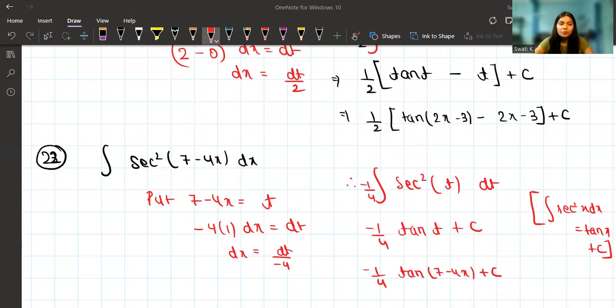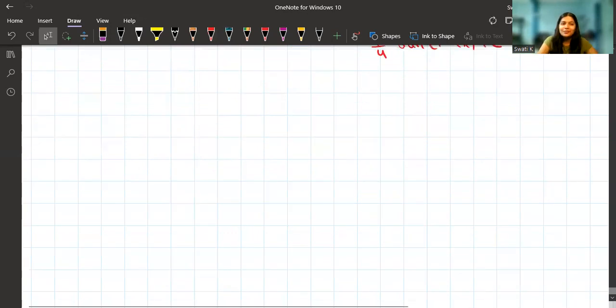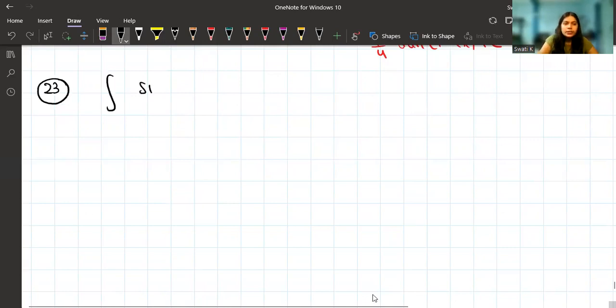Now it's time to move to the 23rd question because I'm going to finish this. I'm not going to make the third part of this video. So let's quickly do the 23rd question, and that is integration sine inverse x upon root over 1 minus x squared dx.